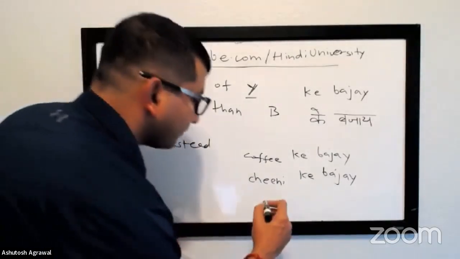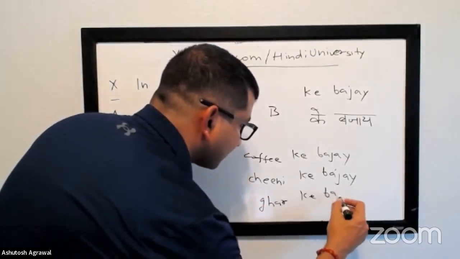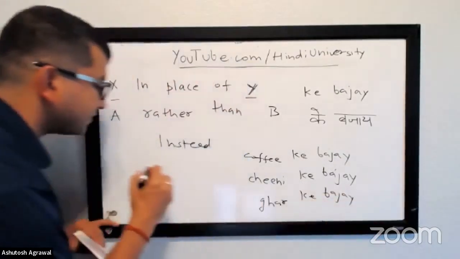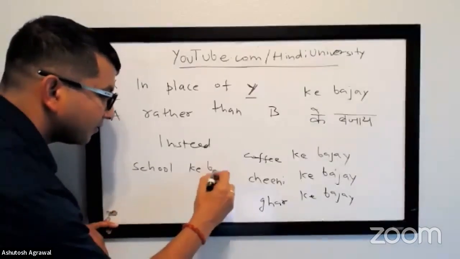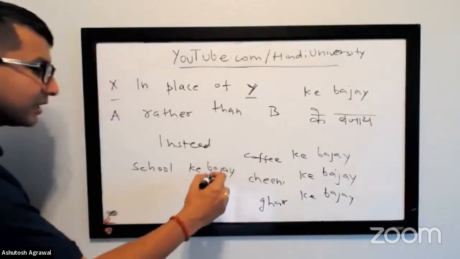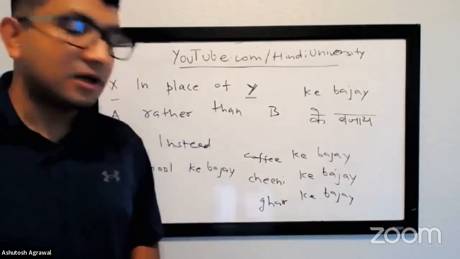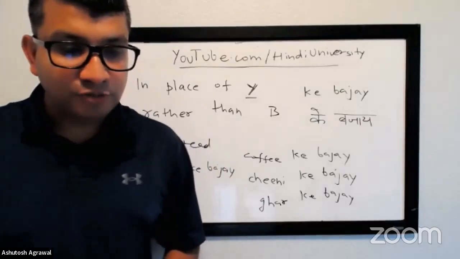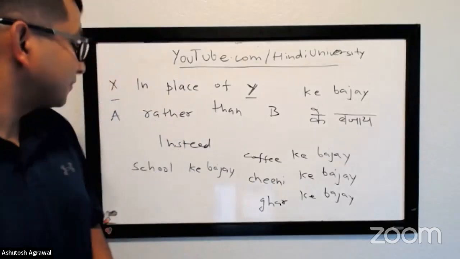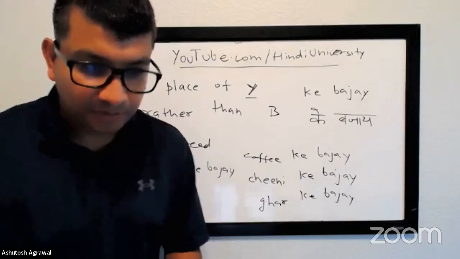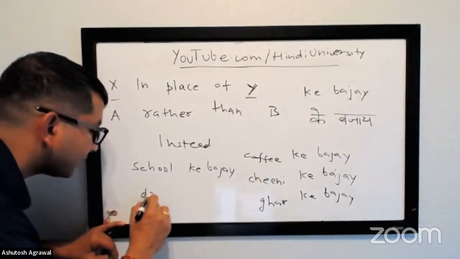You can have ghar ke bajai, घर के बजाय, or you can have school के बजाय. You can tell where we are going with that. Like John school ke bajaye ghar chala gaya, like he went to the house in place of school. So these are basic stuff. Or you can have दूध के बजाय.